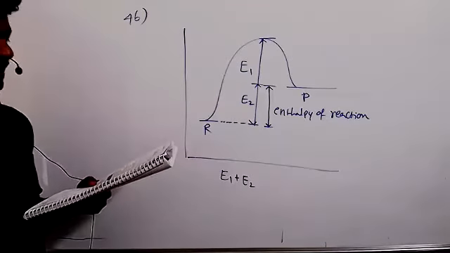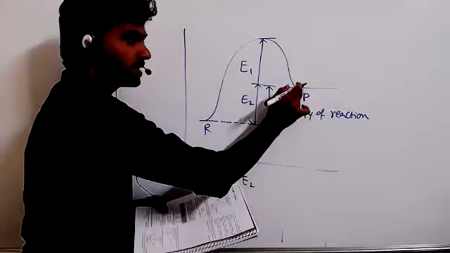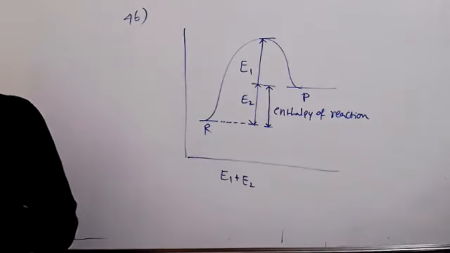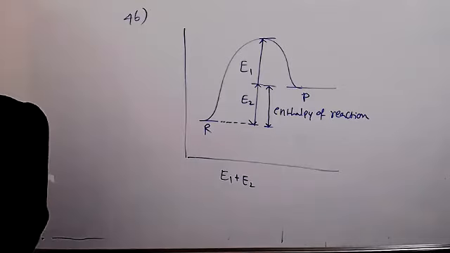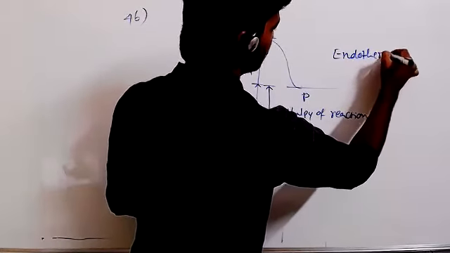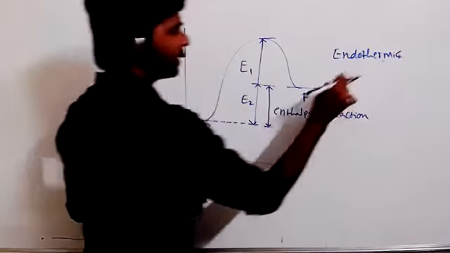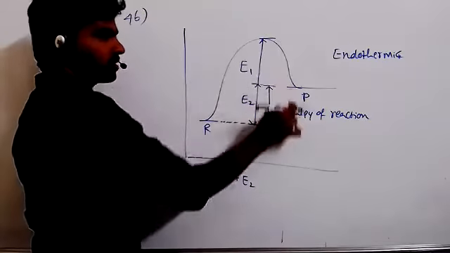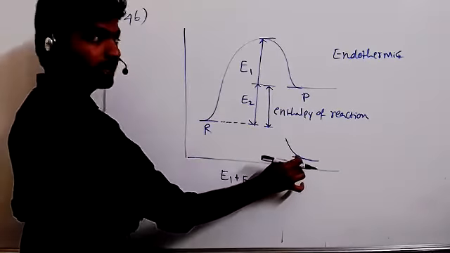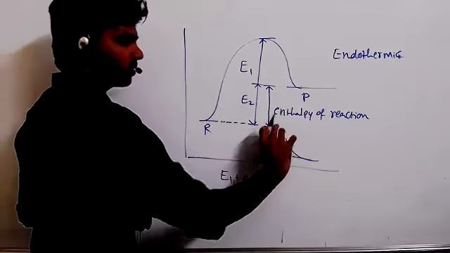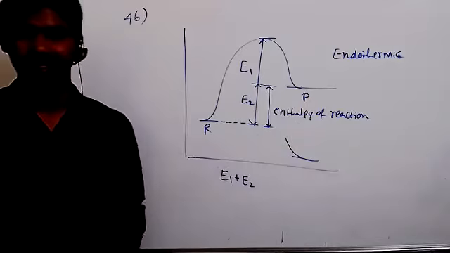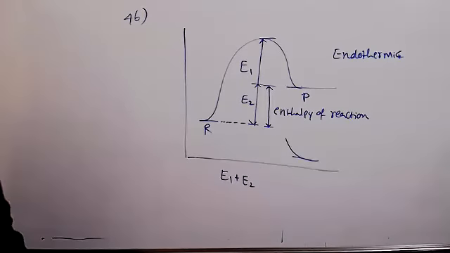And product is less stable than reactant. Yes, product energy is more, no? So it is less stable than reactant. Is this reaction exothermic or endothermic? Endothermic. Very good. Mind it: in an endothermic reaction, the product is less stable than the reactant. If it is an exothermic reaction, the line comes down here, so the product energy is less and the reactant energy is more. That amount of energy is released, so that is exothermic. In an exothermic reaction, the product is more stable and the reactant is less stable. Now the answer is option A.